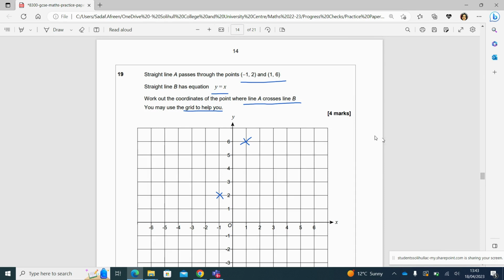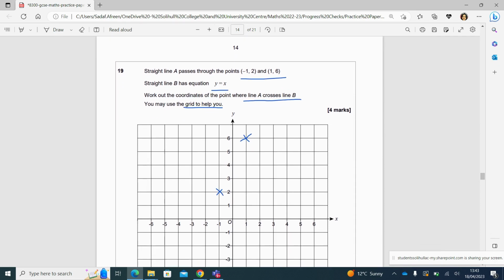So then we draw a straight line from this point to this point. Okay, you must need to use a ruler to draw a straight line. I don't have a ruler here, so I can't, but you must need to use a ruler. Your line should be straight. Okay, and then the straight line B has equation y equals x.